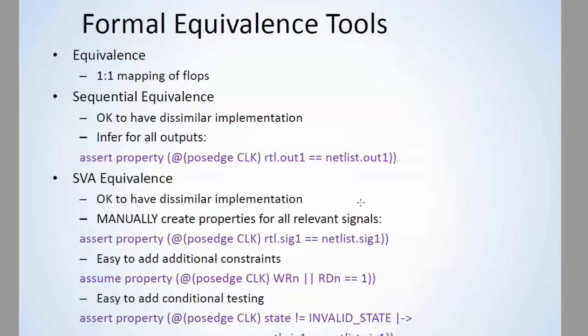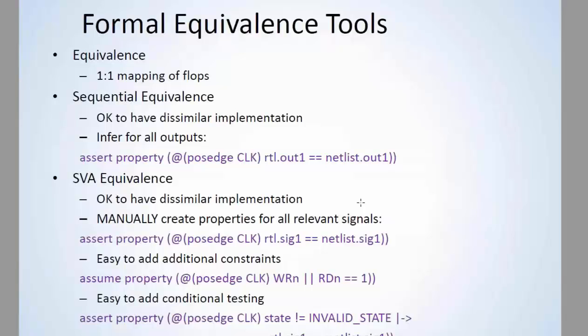Okay, so formal equivalence. What types of formal equivalence are there? There's the original formal equivalence, which we've known for decades, which you use to check your synthesis worked well, which expects a one-to-one mapping of the flops and the combinatorial logic to be exactly the same at all points. More recently, it's been a while already, we have sequential equivalence checking, which is able to deal with implementations which are dissimilar but still provide the same outputs.